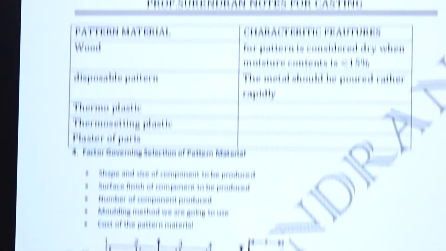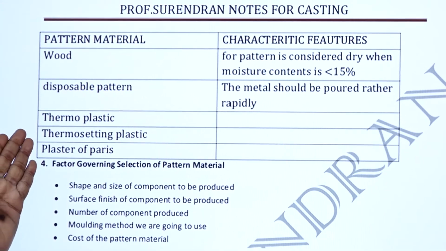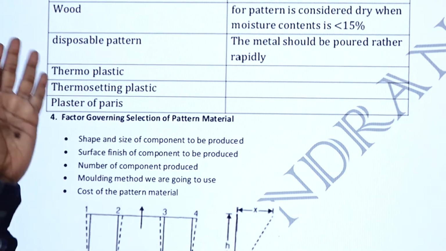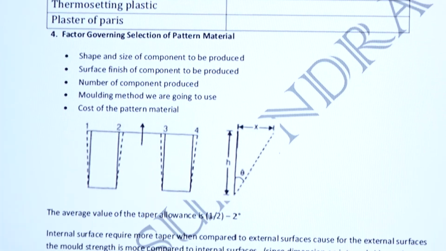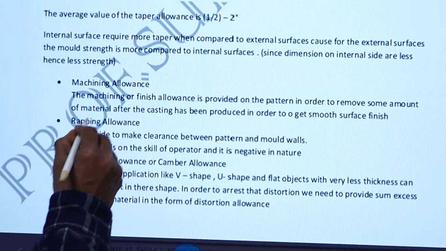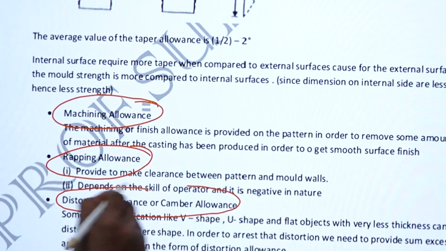So these are the factors governing the pattern material. Pattern material: wood, disposable pattern, thermoplastic pattern, thermosetting plastic, and plaster of Paris are the pattern materials. So allowances are provided on the pattern. Those allowances are machining allowance, rapping allowance, distortion allowance or camber allowance.